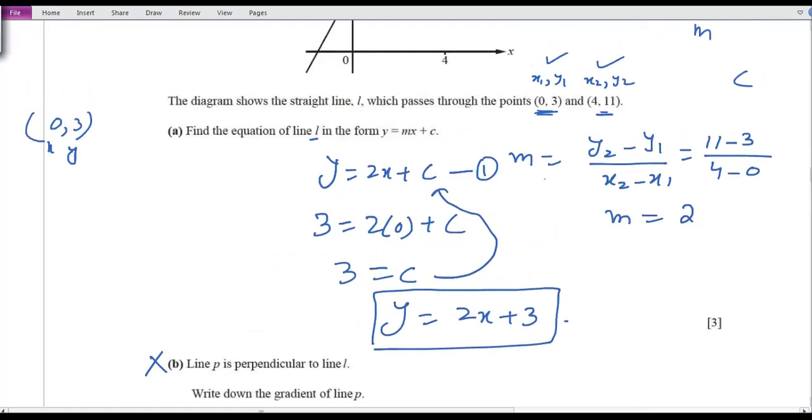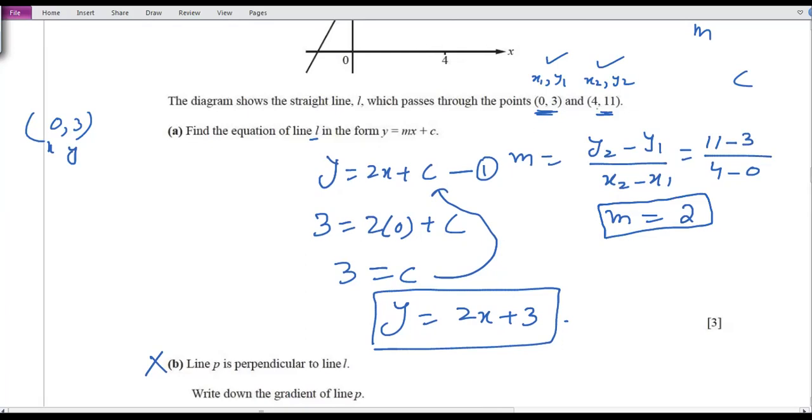Once again, I'm repeating, if you have 2 points, how will you find the equation of a line? First find the gradient. Yesterday our complete lesson was about the gradient. So using this formula, m is equal to y2 minus y1 over x2 minus x1, it will be 11 minus 3 over 4. Okay, so we got m equal to 2. Now put this value of m here, it will become 2x plus c. Then you just need to find c.